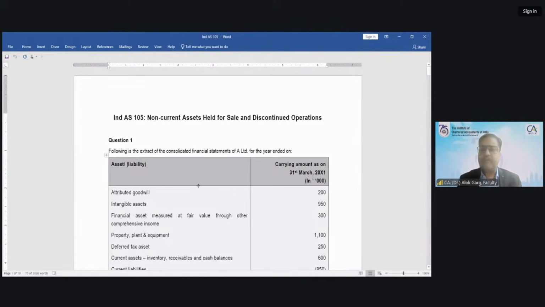Students, if I talk about the standard, non-current assets held for sale and discontinued operations, this standard talks about two things. Number one, non-current assets which are held for sale. And it also talks about discontinued operations. When I'm talking about non-current assets held for sale, this standard talks about two things: an individual asset held for sale and a group of assets held for sale.